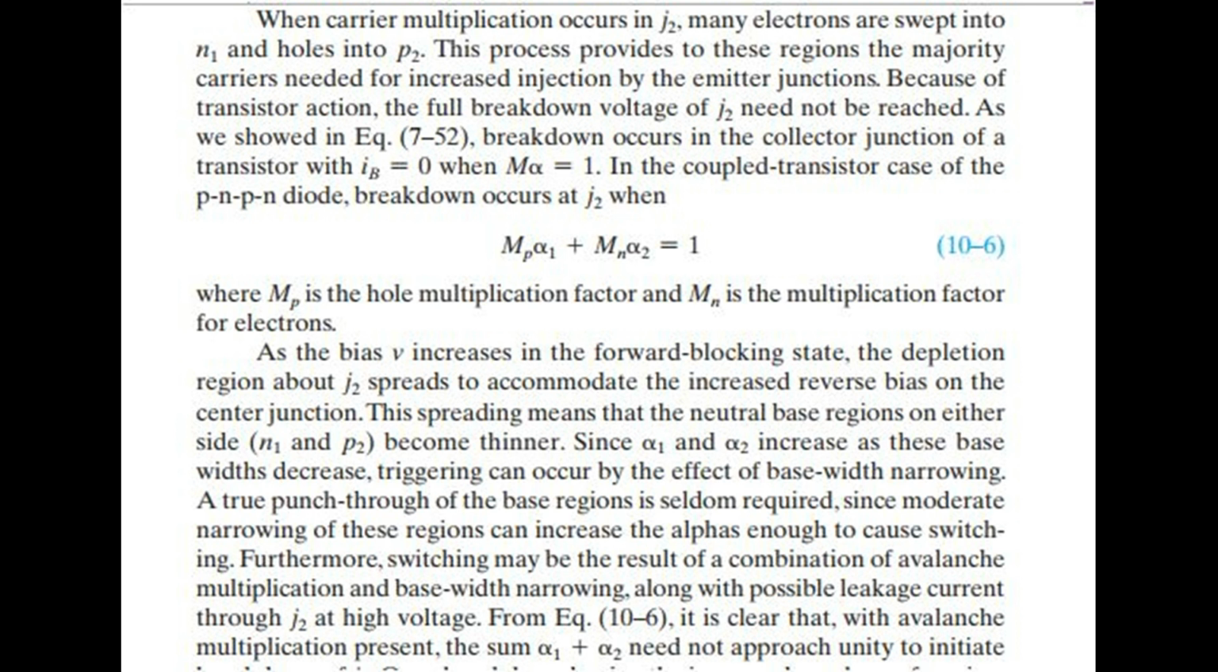A true punch-through of the base regions is seldom required, since moderate narrowing of these regions can increase the alphas enough to cause switching. Furthermore, switching may be the result of a combination of avalanche multiplication and base width narrowing, along with possible leakage current through J2 at high voltage. From EQ 10.6, it is clear that, with avalanche multiplication present, the sum C1 plus C2 need not approach unity to initiate breakdown of J2.